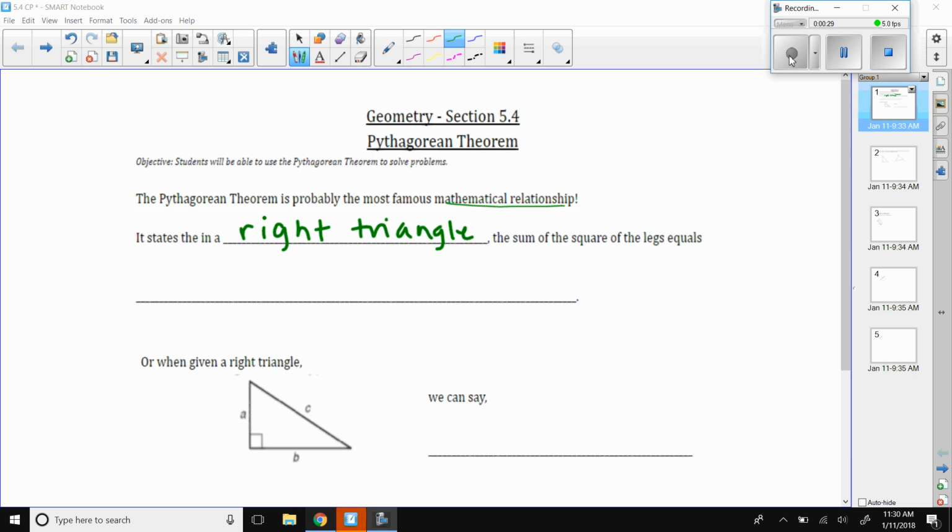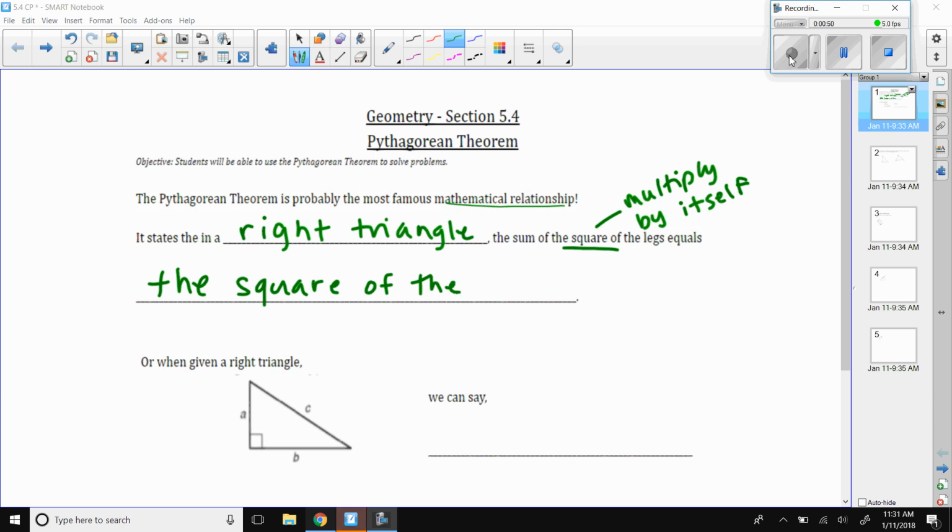the sum of the squares, which means we're multiplying it by itself, of the legs is equal to the square of the hypotenuse. Okay, and so we should know what these things mean, the legs and the hypotenuse.